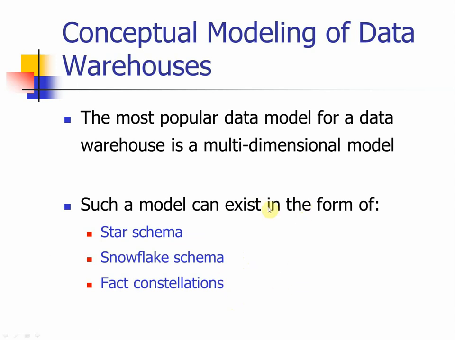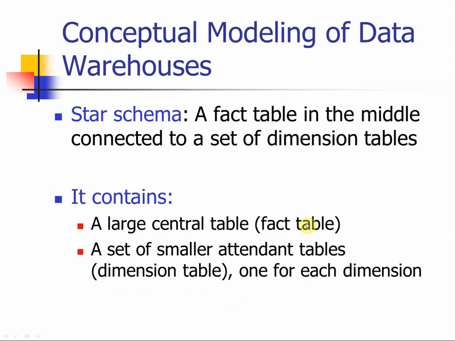So starting with the star schema, which is the most basic format of the data warehouse. For star schema, it's a fact table. So we focus on one fact table. Like we saw previously, we have sales as our fact table. Now we want to look into the sales information. A fact table is in the middle, connected to a set of dimension tables.